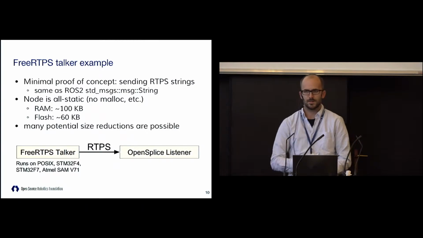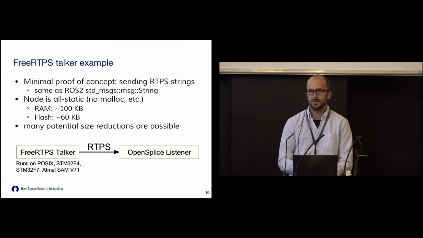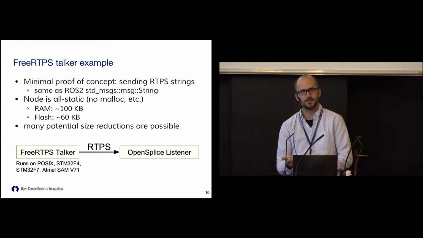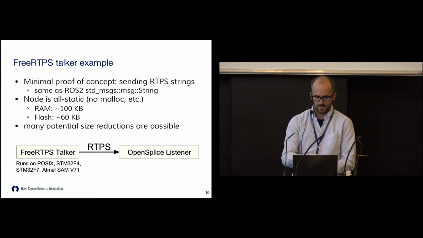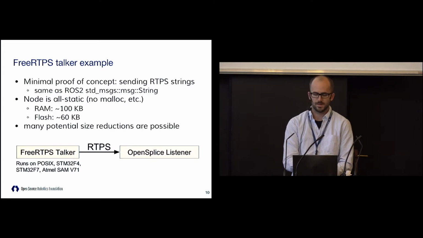So we always start, of course, in middlewares by sending strings around. So the minimal proof of concept here is, can we send an RTPS string from an embedded microcontroller and then catch that on a full DDS implementation with the nice ROS2 API on top of that? To do that, we've made this talker example. It's all static. Again, no mallocs happening here. It's no dynamic memory, no use of the heap at all.